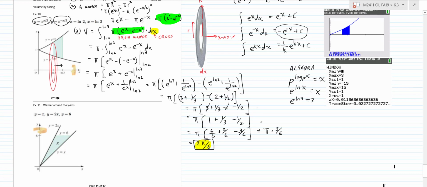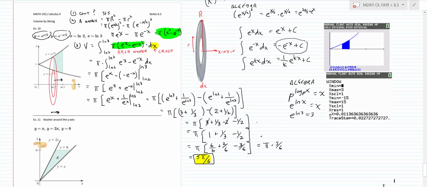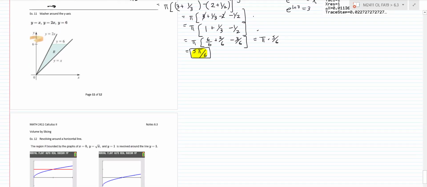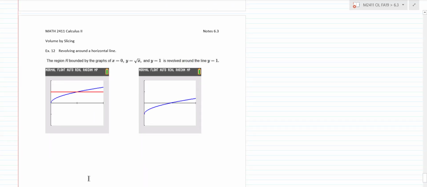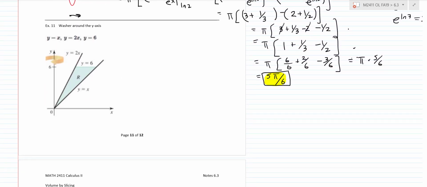Okay, otherwise I'm going to move on to this example. Now we're going to go around the y-axis, so it's a little bit different on here then. Okay, so now we're going to revolve around, let's see, I think I'm too far ahead. There we are, example 11.